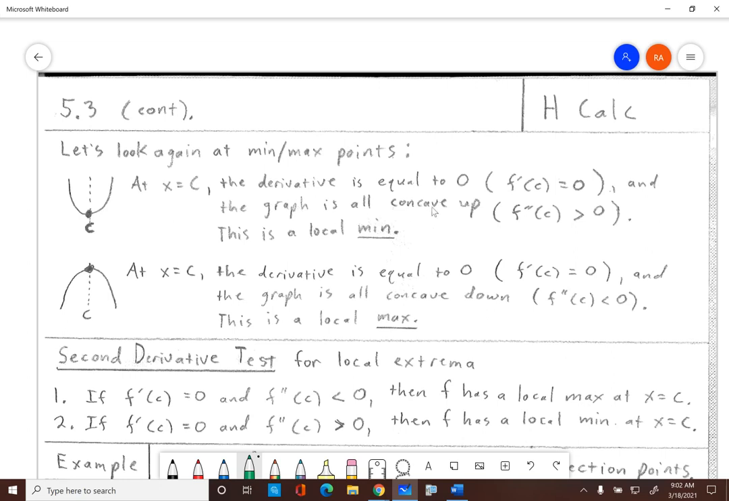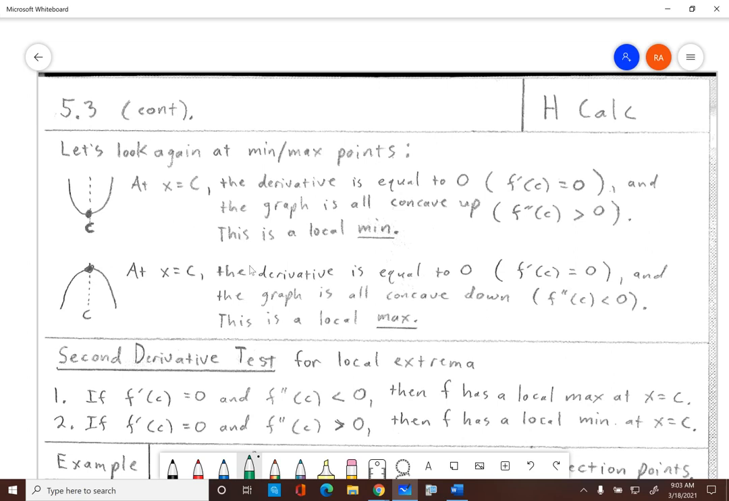I don't need to check to the left and to the right. I can take that physical x value, plug it into the second derivative, and determine the sign of the second derivative. So again, when the derivative equals 0 and the graph is concave up, meaning second derivative positive, you're going to have a local min. And then check this point out here. This is still a critical point. The derivative equals 0 at this point c. But the second derivative is going to be negative this entire time because the original function is concave down for this entire interval.